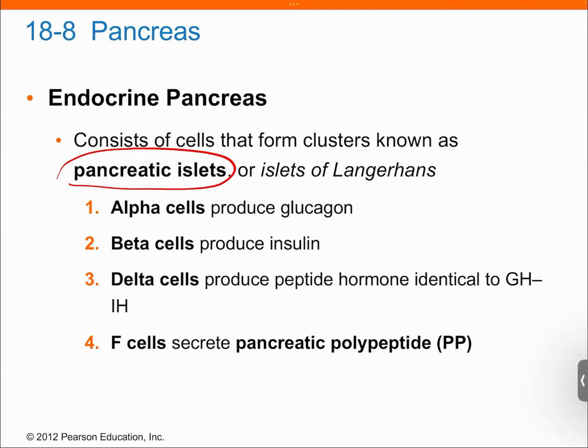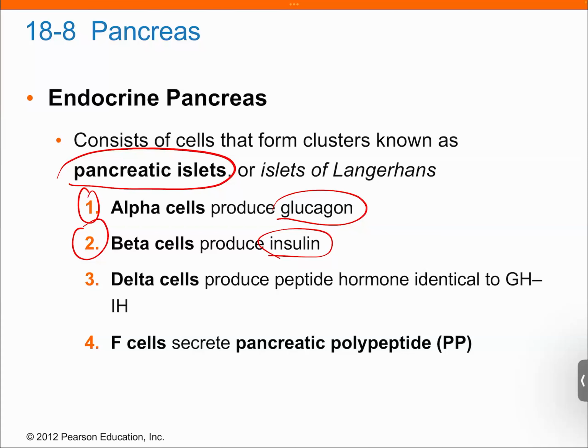And there's a couple of different cells that you're going to find in there. The two biggies that we're going to focus on mostly are the alpha cells and the beta cells. Now, the alpha cells basically are responsible for making glucagon, and we'll take a look at the role of glucagon here in just a second. And the beta cells inside the pancreatic islets are making insulin.